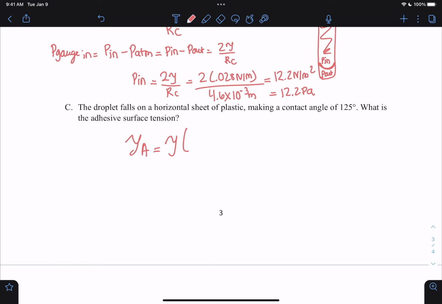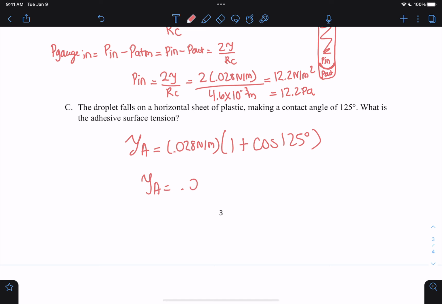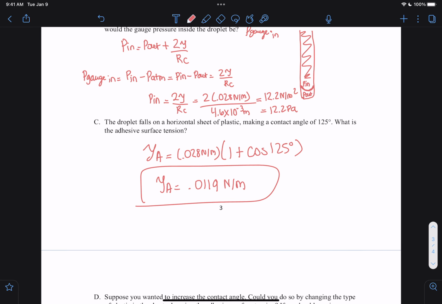So adhesive surface tension is equal to the surface tension times 1 plus cosine theta. In this case, theta is 125 degrees, and our surface tension we already have, which is 0.028 newtons per meter. So simply, we can figure that out, and we should get 0.0119 newtons per meter for our adhesive surface tension. That's the adhesive surface tension for part C.